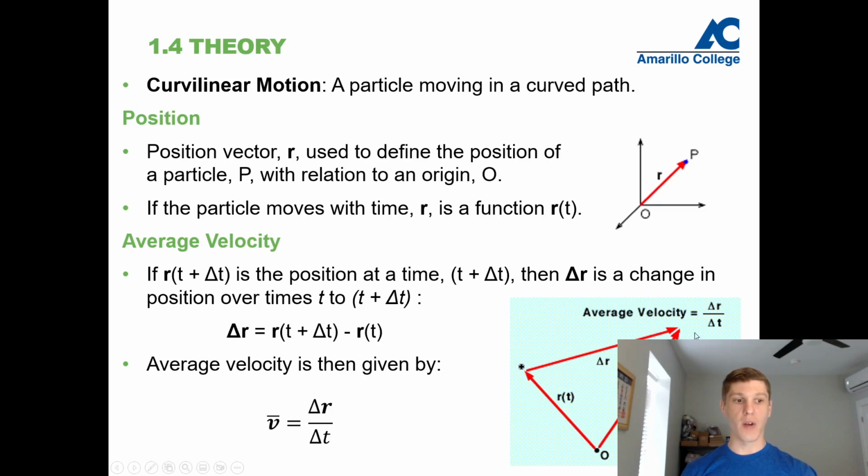So I have r of t plus delta t. Delta r we are going to define as the change in that position vector, and it will point from our initial point P to our final point P. That's how we define our position vector. And then our average velocity we can say is our change in position over our change in time, or delta r over delta t. This should look very similar to what we saw in rectilinear systems.